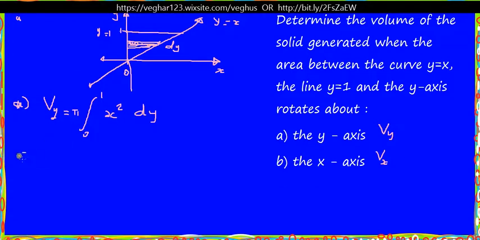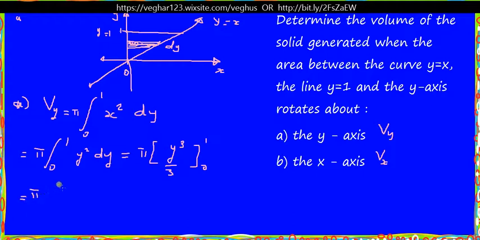Then you can substitute y because you're dealing with the limit of y. So integrating this one, you'll have something like this. When you substitute 1, you'll have 1, minus substituting 0, you'll have 0 this side. So your answer will be pi over 3 unit cube, because it is the volume.